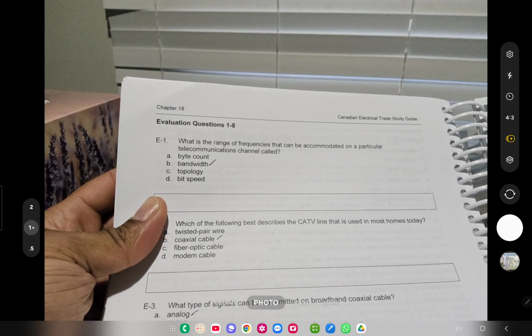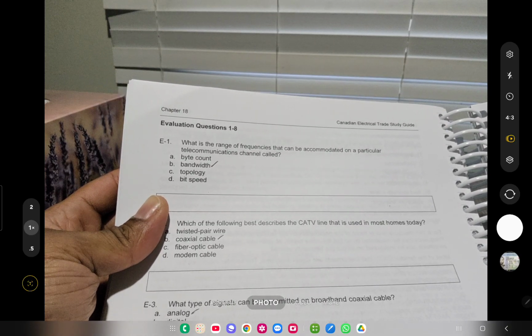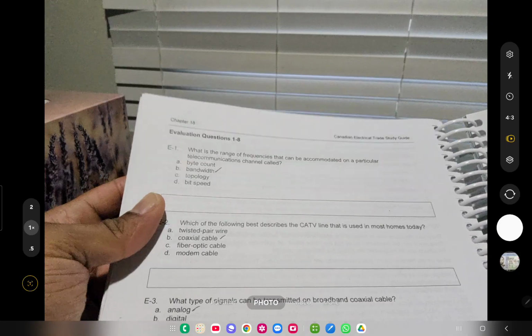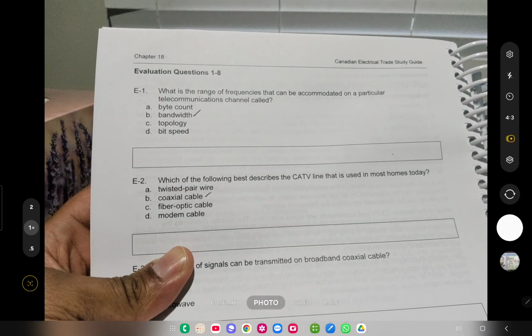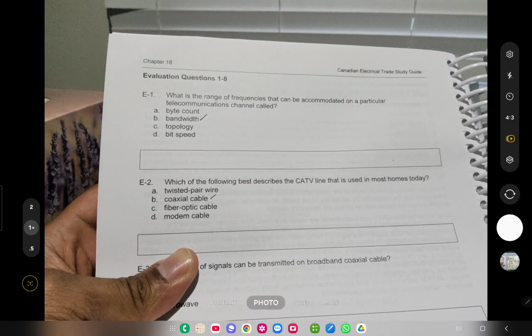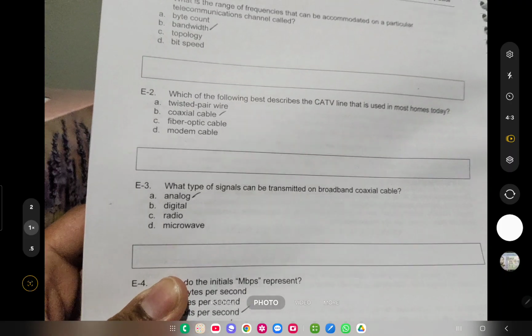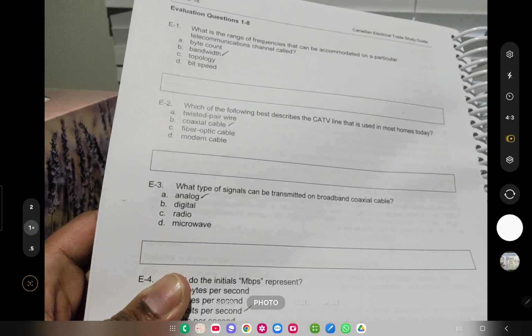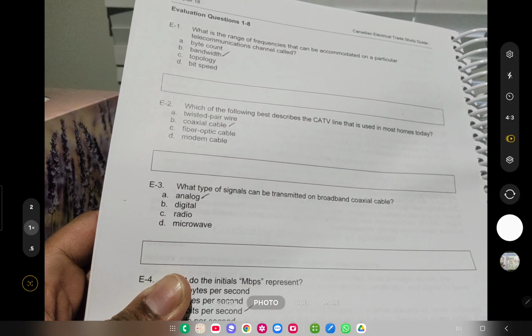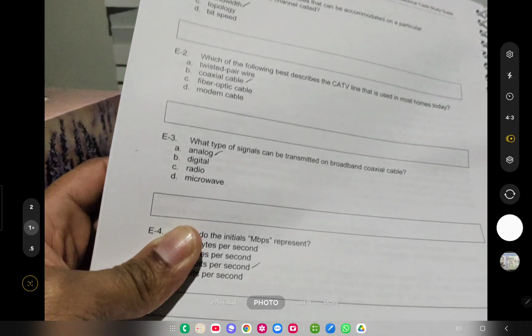What is the range of frequencies that can be accommodated on our particular telecommunications channel called? This bandwidth. Which of the following best describes the Cat V line that is used in most homes today? It's coax. What type of signals can be transmitted on broadband coax cable? And it would be analog. So analog being anywhere from 0 to 100.